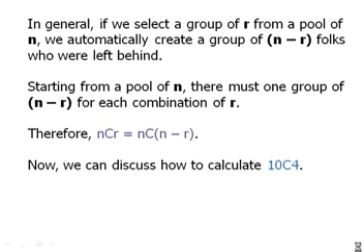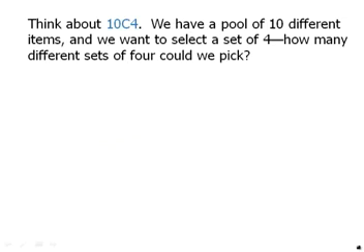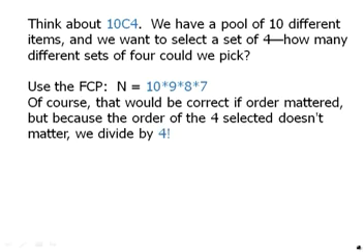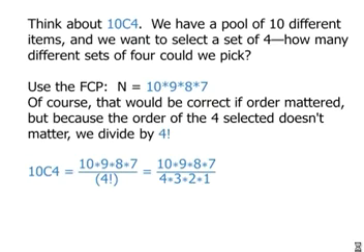Suppose we actually need the number. Think about 10 choose 4. We have a pool of 10 people, 10 different items, and we want to select 4. How many different sets of 4 could we pick? Well, with the fundamental counting principle, we'd start with that. We'd choose 10, then 9 choices for the second, then 8 for the third choice, and 7 for the fourth choice. So 10 times 9 times 8 times 7. But that would be correct if order mattered, but because order of the 4 selected didn't matter, we have to divide by 4 factorial. So 10 choose 4 is that product divided by 4 factorial.